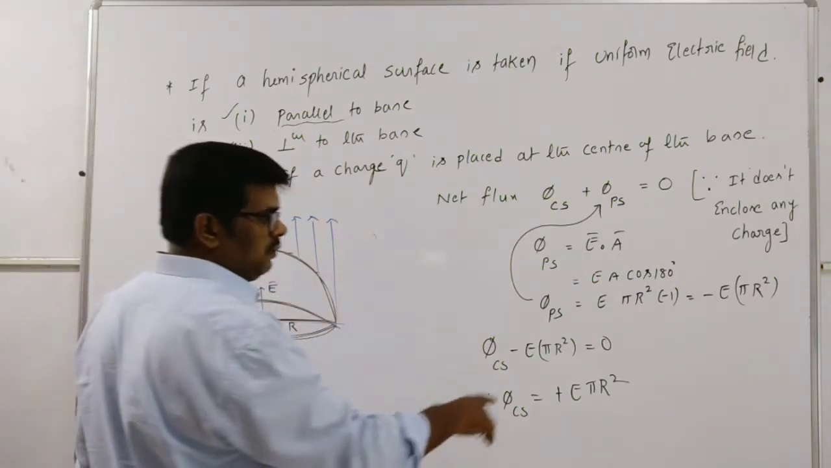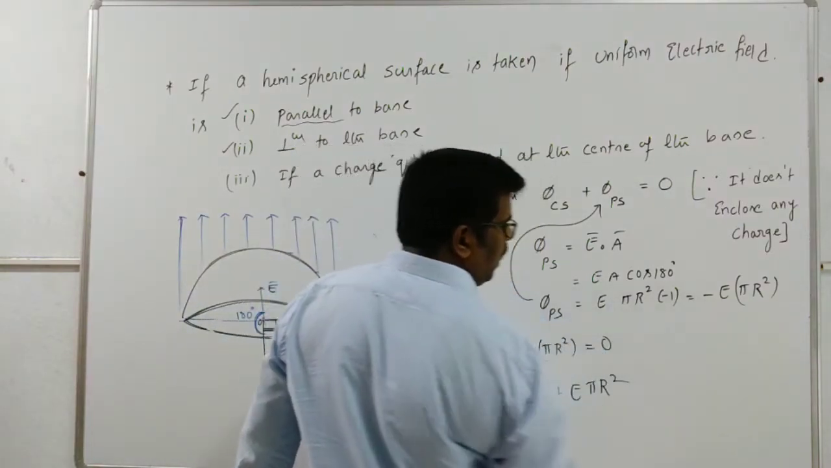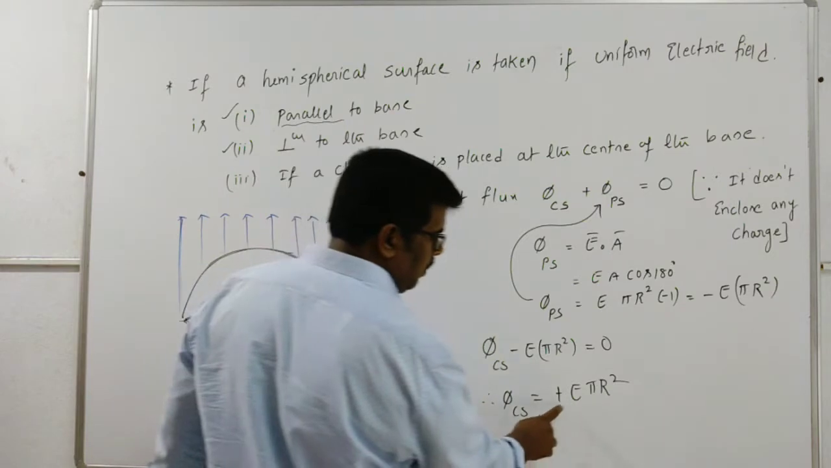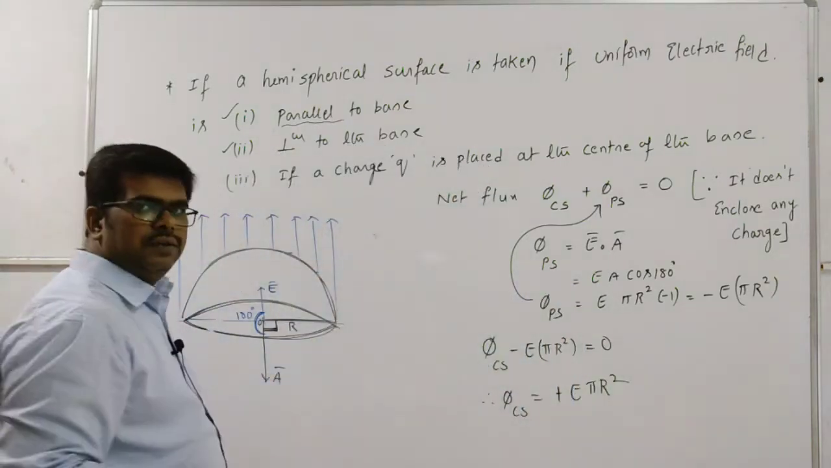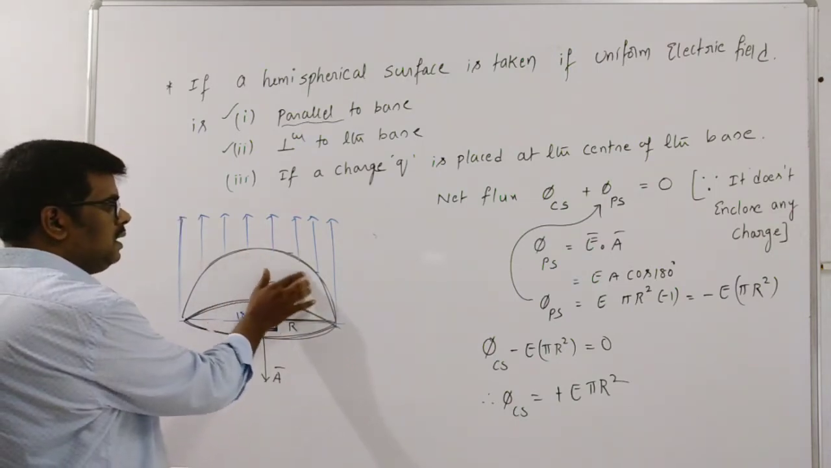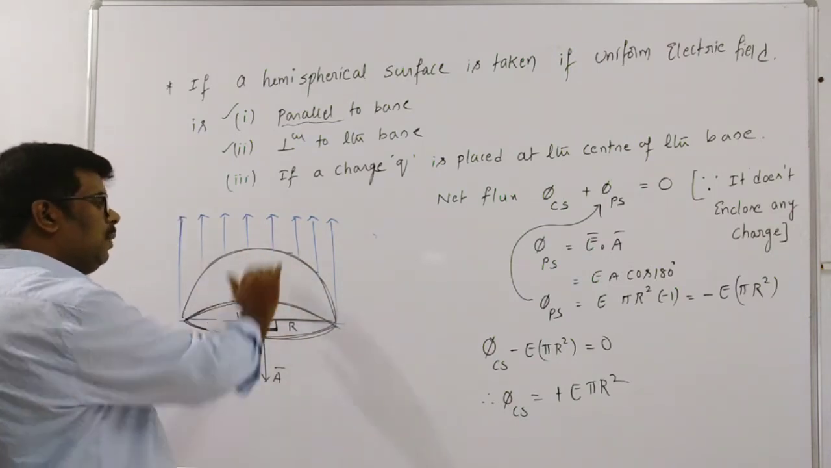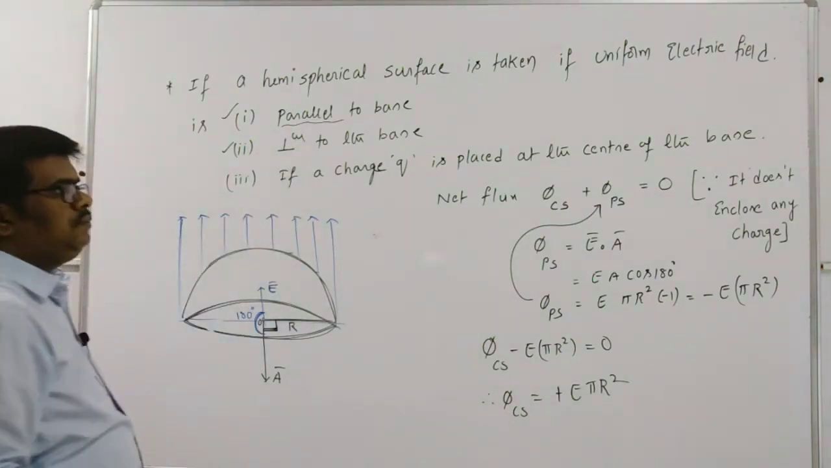We have the expressions like this. Through plane surface it is minus E into pi r square. Through curved surface it is plus E into pi r square. But through the total body it is 0. Okay. So this is the case when electric field intensity is perpendicular to the base. So the second case is like that.